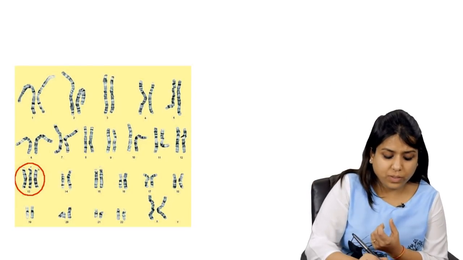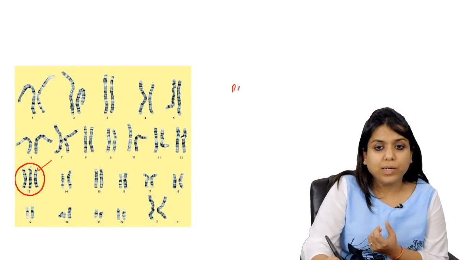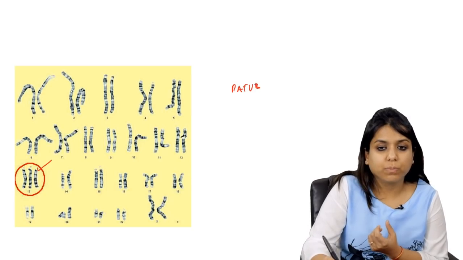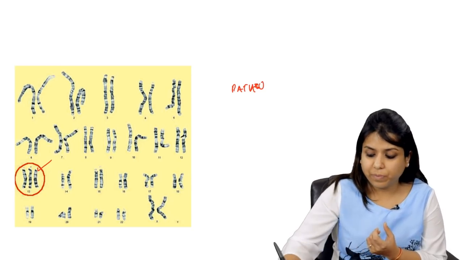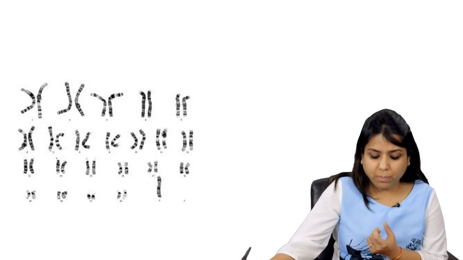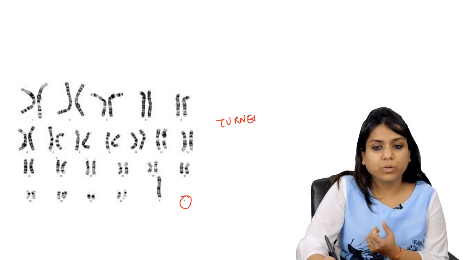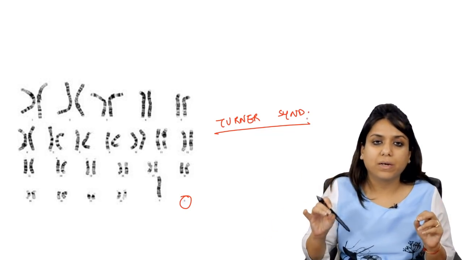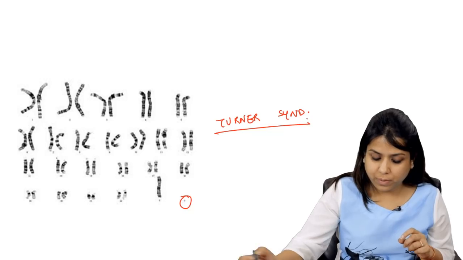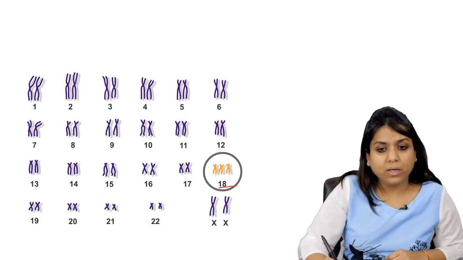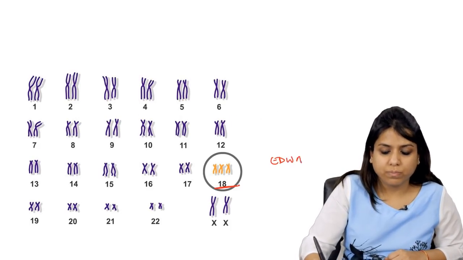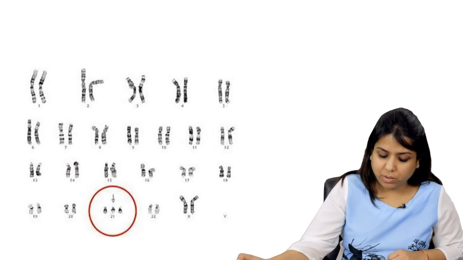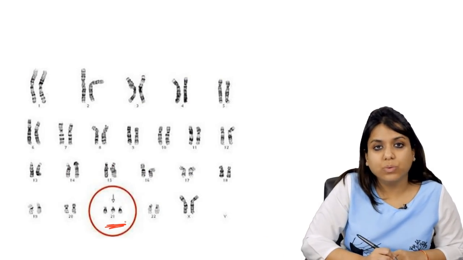This is a karyogram with trisomy 13, and trisomy 13 is Patau syndrome. Clear? This is a karyogram with loss of this chromosome. So this is Turner syndrome. Whenever you get a karyogram, first you have to number the chromosomes, and then you have to see what abnormality is there on that particular position. Next, trisomy 18, Edwards syndrome. Next, trisomy 21, Down syndrome.